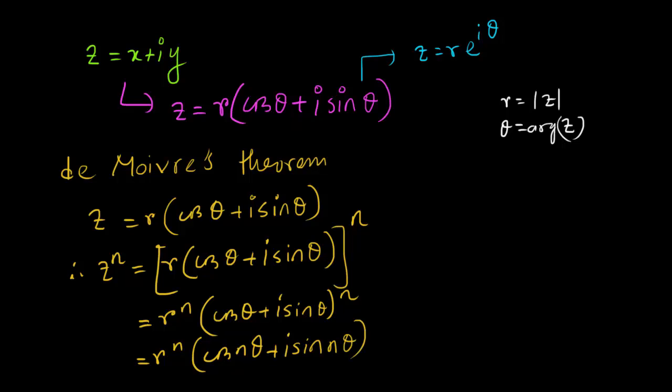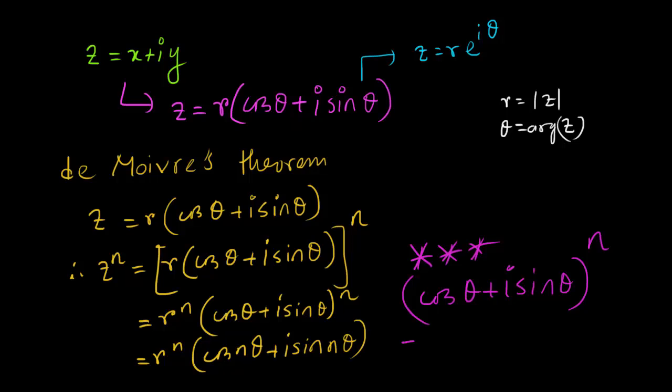So what is happening? De Moivre's theorem is basically dealing with this part. Cos theta plus i sine theta whole to the power n is identical to cos n theta plus i sine n theta, and this is known as de Moivre's theorem.